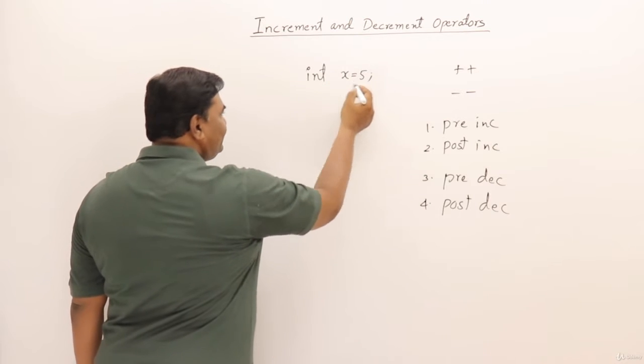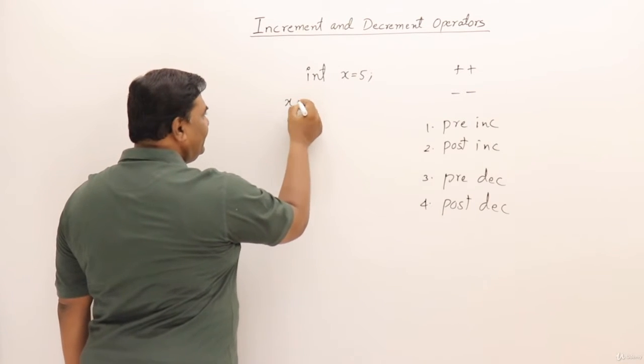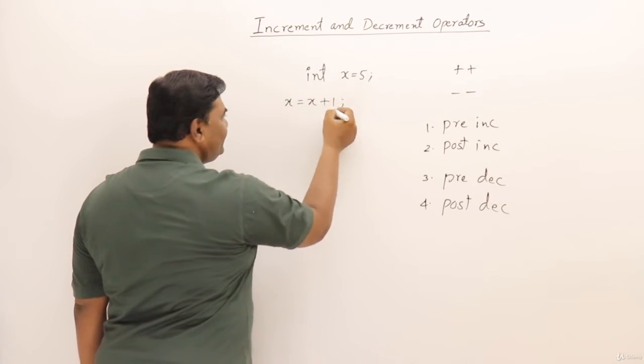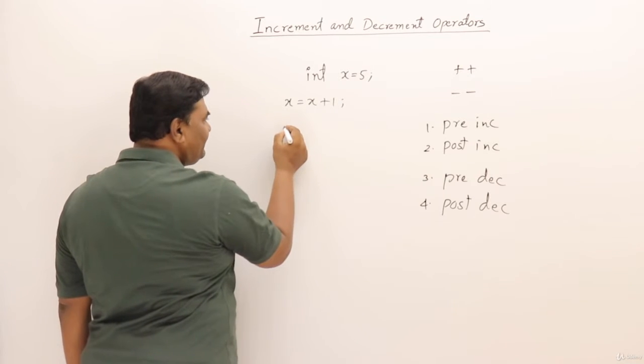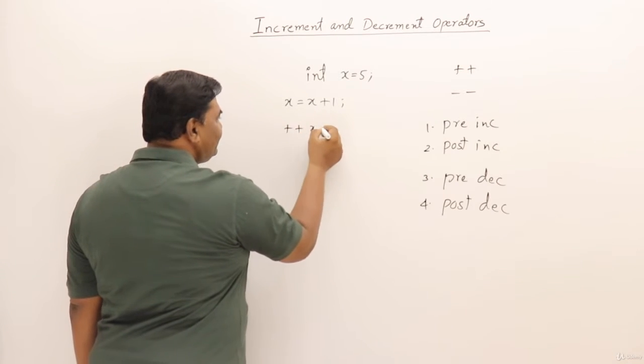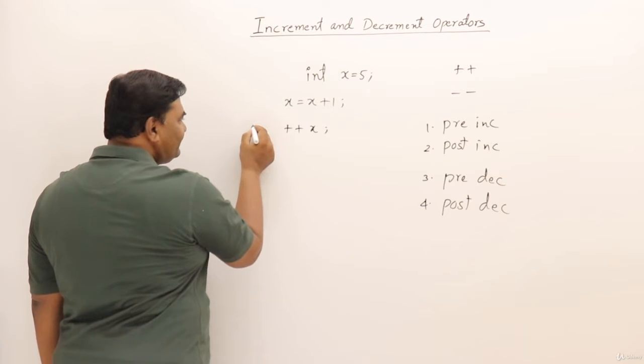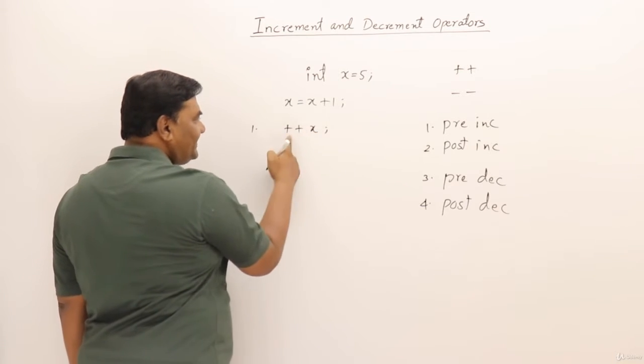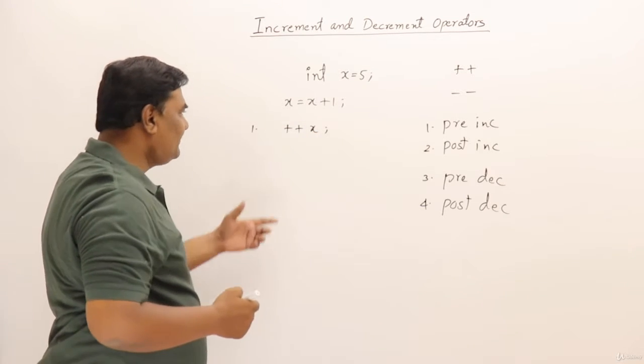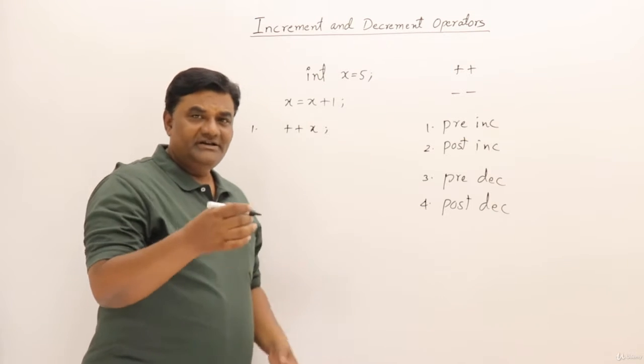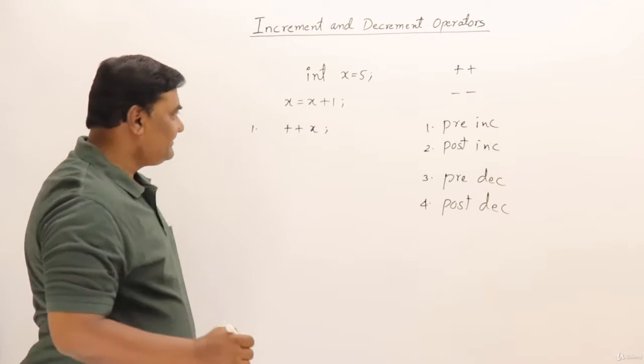For the value of x is 5, instead of writing x assign x plus 1, which will increase the value of x, we can write ++x, and this is pre-increment. So ++ is written before x, so this is called pre-increment. What does it mean? I'll explain next. But first of all, let us understand.